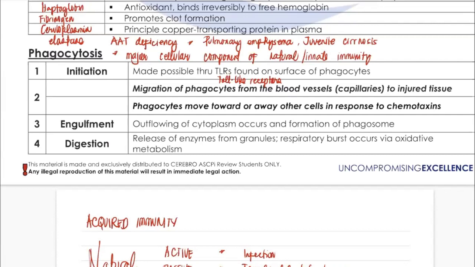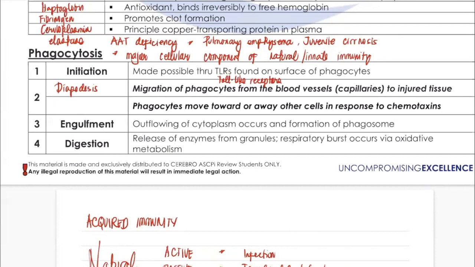Next step is diapedesis and chemotaxis. So when you say diapedesis, this is the migration of phagocytes from the blood vessels, capillaries to the injured tissue. So kumbaga, remember our phagocytes are present inside our blood vessels, right? So they are to cross the vessel wall towards the site of infection, and that process is diapedesis.